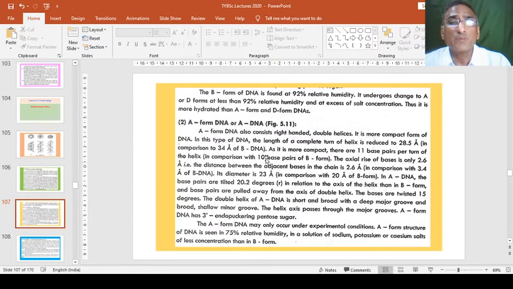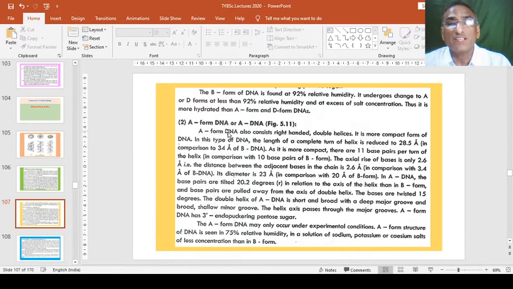The B form of DNA is found at 92% relative humidity. It undergoes change to A or D forms at less than 92% relative humidity and at excess salt concentration. Thus, it is more hydrated than A form and D form DNAs. Now second, actually B form of DNA is the standard.